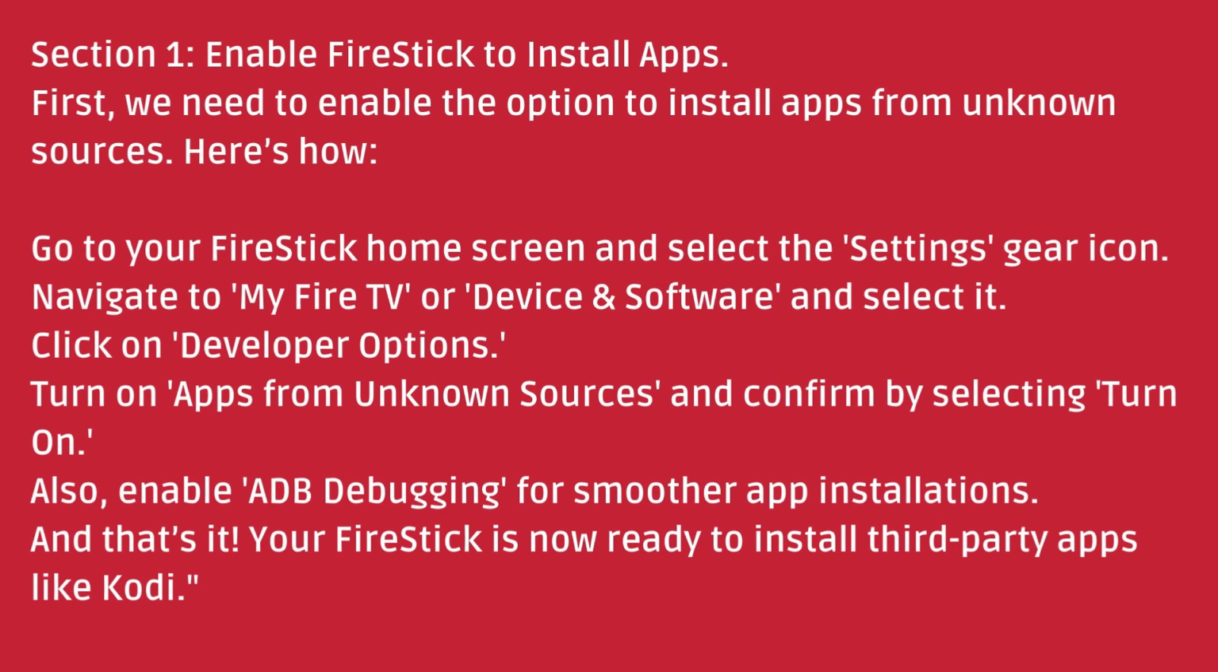Section 1. Enable FireStick to install apps. First, we need to enable the option to install apps from unknown sources. Here's how. Go to your FireStick home screen and select the Settings gear icon.